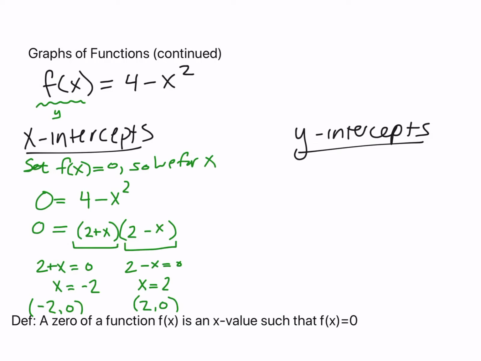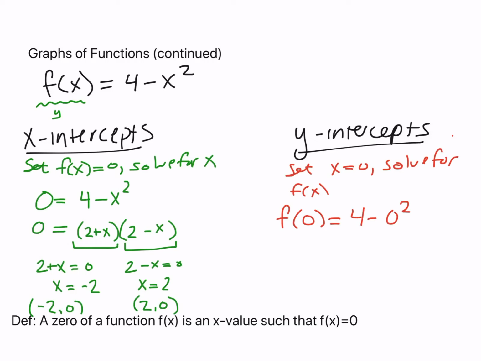Now, to find the y-intercepts, remember, we have to do the opposite. Instead of letting the y value or the output be equal to 0, we let the x value be equal to 0. So set x equal to 0, and we'll solve for the output y. Or in this case, we could call it f of x. Another way of saying this is replace your x with 0, or evaluate the function at 0. So f of 0 is going to give you 4 minus 0 squared, which is 4. So we have a y-intercept at 0, 4.